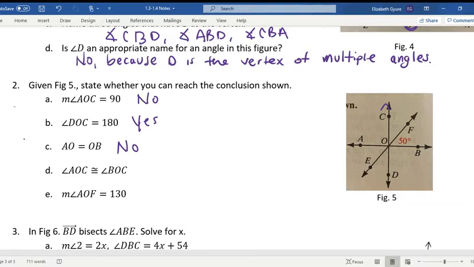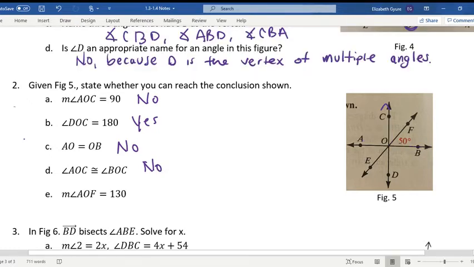Angle AOC is congruent to angle BOC. That's these two angles here. Again, they look awfully congruent. They might be, however, they're not marked as congruent. We don't know that those lines are perpendicular. If they were perpendicular, they'd be right angles, and then they would be congruent, but we just don't know that for sure. We need additional information for that. That's going to be no.